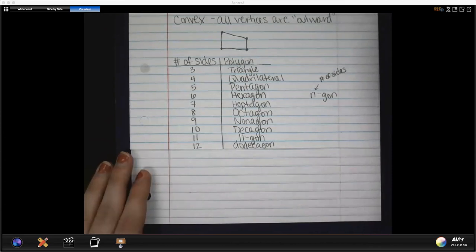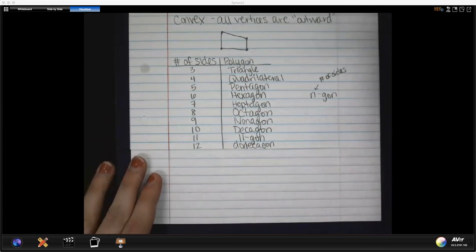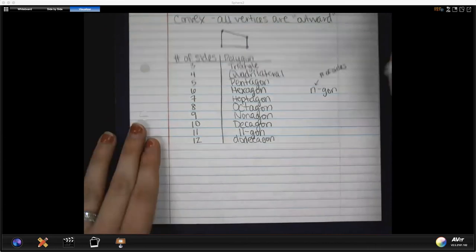That's true. There are some shapes where concave doesn't really have an option. That's true. Yeah, it's very true. Like I said, concave is not very normal.